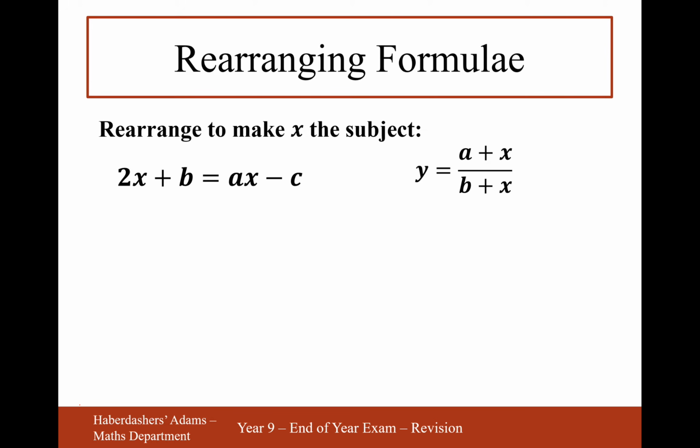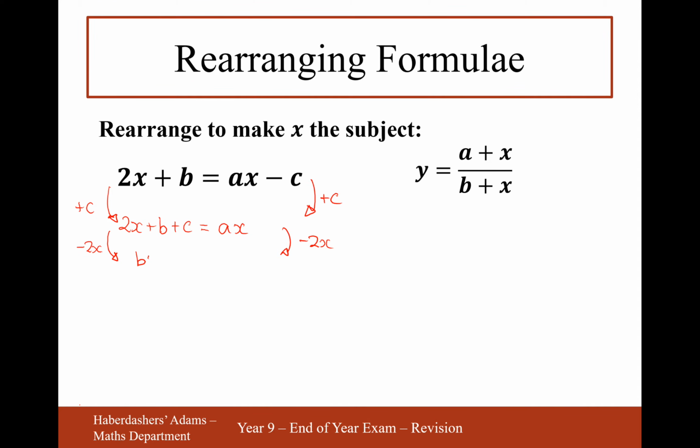So, let's do that. So we've got 2x on this side and we've got ax on this side. And it's not obvious which side we should move the x's to. But what I can see here to make my life easier is I'll make the other letters positive first. And actually in this question I'm going to add c to both sides first. So I'm going to get 2x plus b plus c equals ax. Now that I've got everything else on the left hand side, I'm going to take away 2x onto the right hand side.